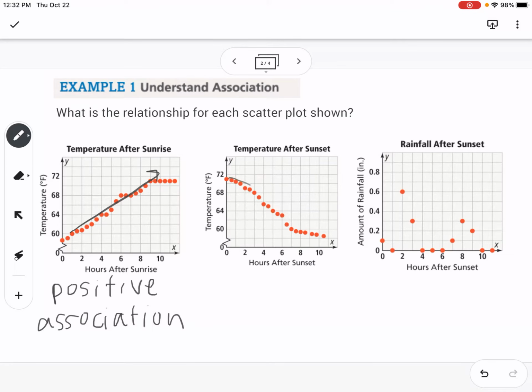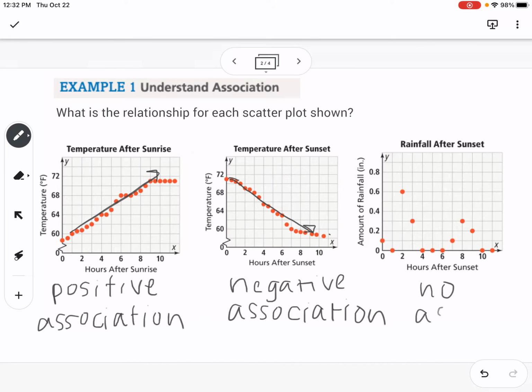Okay, and then this one you can see it's headed down. So this one is a negative association. And finally, on that last one, there's nowhere I could draw a line that would show the trend of the data. So this we would say no association.